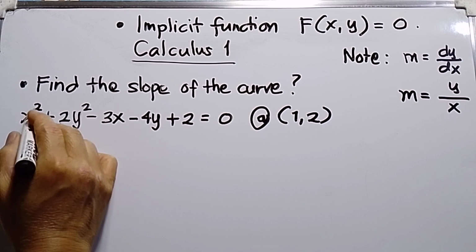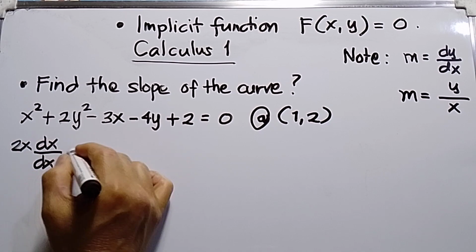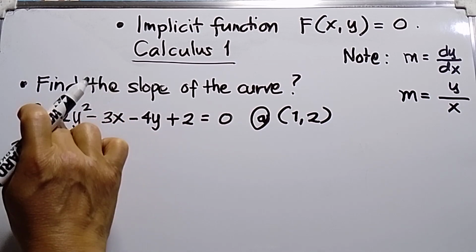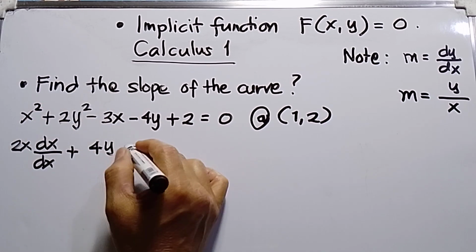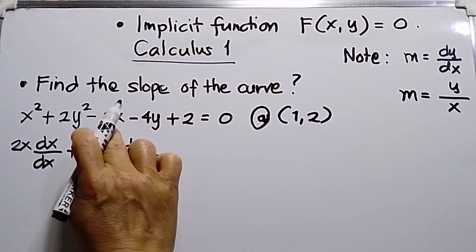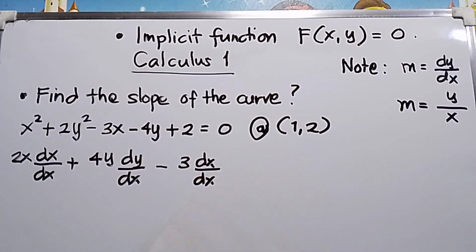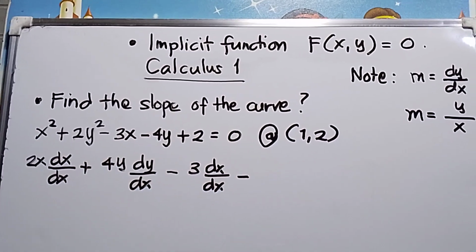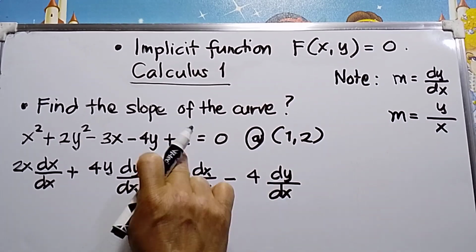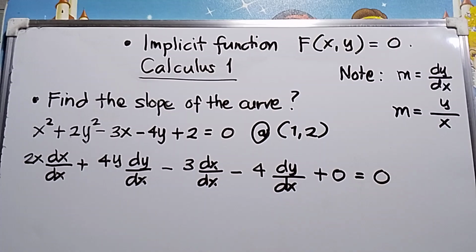So in terms of x, this will be 2x dx over dx. Okay? So 2y squared, this will be 4y, because 2 times 2 is 4, dy over dx. Then minus the derivative of 3x, this will be 3 dx over dx. Then minus the derivative of 4y, this will be 4 dy over dx. Note that the derivative of a constant or a number will be 0, and equate to 0.